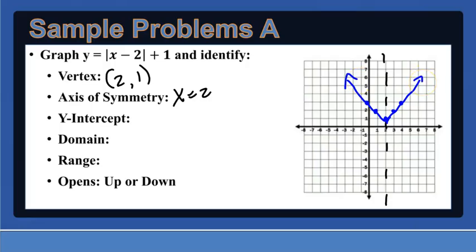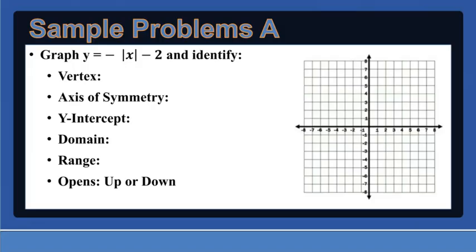Now to answer the questions, I got my axis of symmetry and my vertex. The y-intercept is at (0, 3). The domain is all real. The range never goes below 1, so y is greater than or equal to positive 1, and this one opens upward.